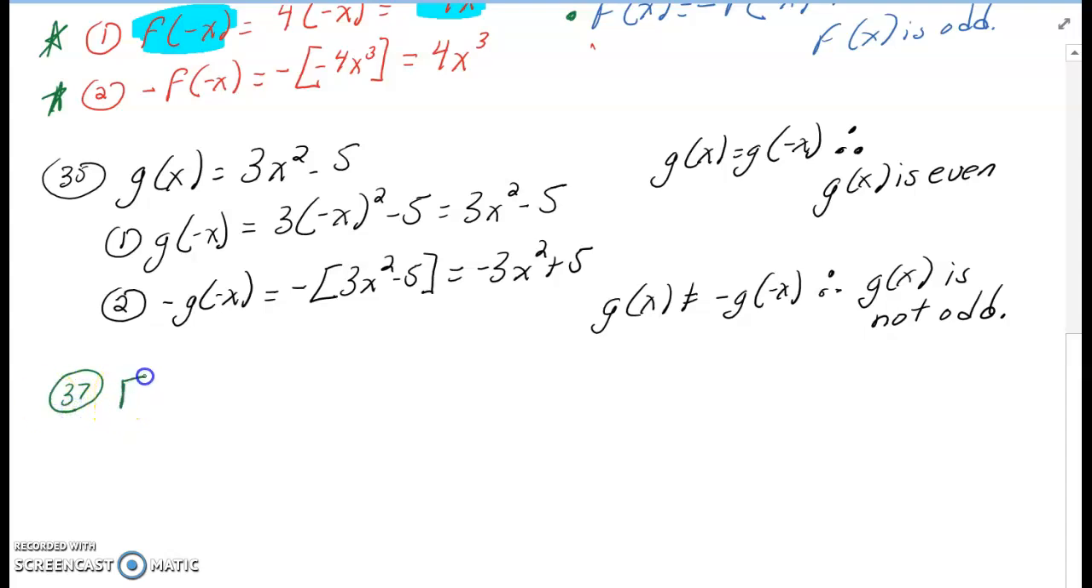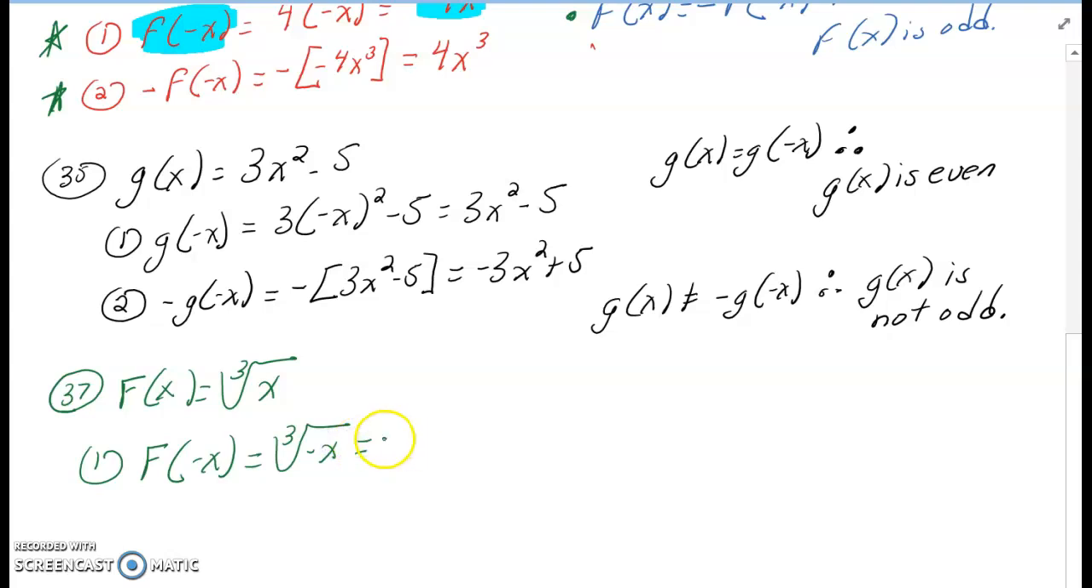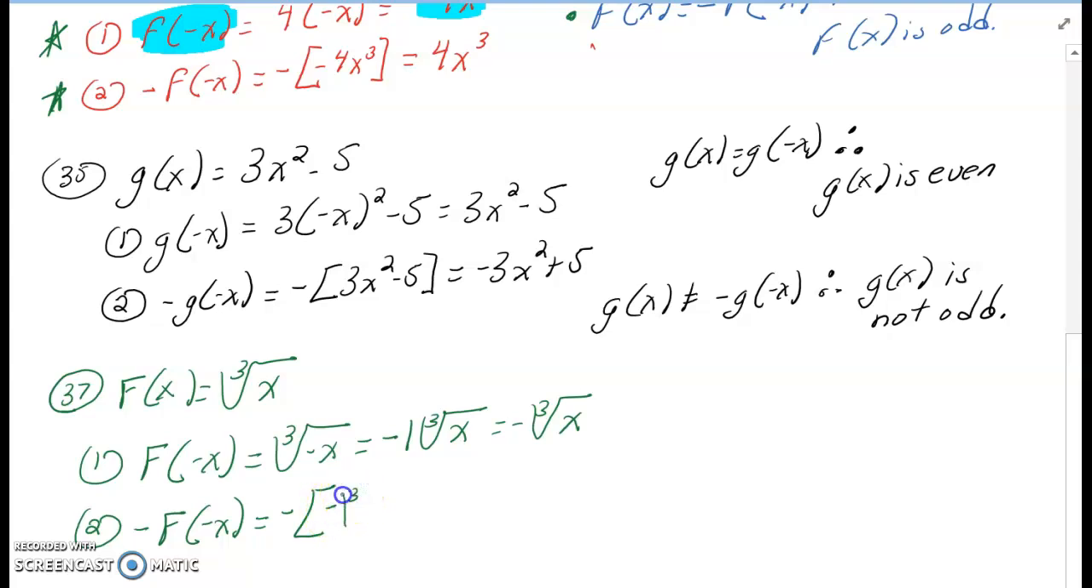So 37 says f of x is equal to the cube root of x. So step one, I'm going to calculate f of negative x. So that's the cube root of negative x. The cube root of negative 1 is negative 1. So this is the opposite of the cube root of x. Step two, I'm going to calculate the opposite of f of negative x. So the opposite of negative cube root of x. The two negatives make a positive, so you get the cube root of x.